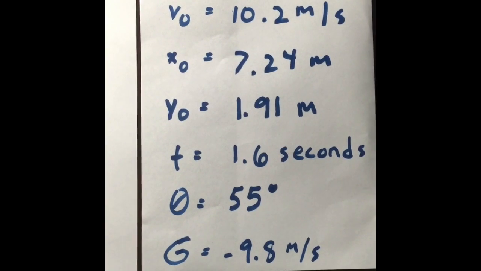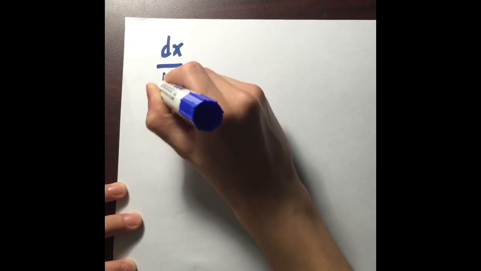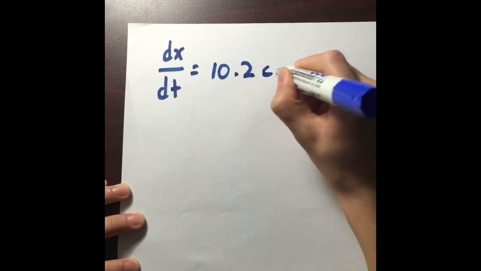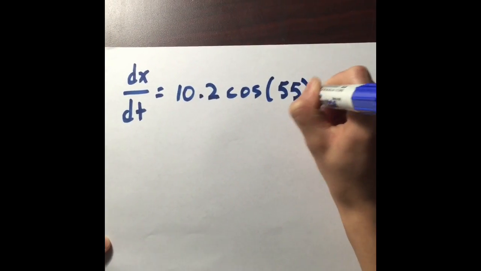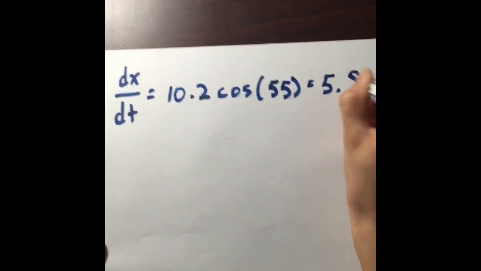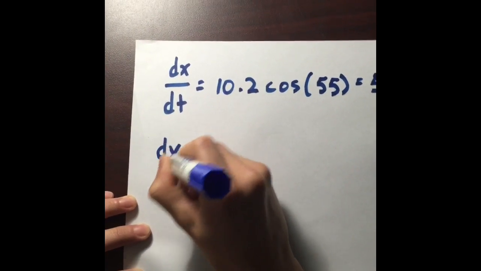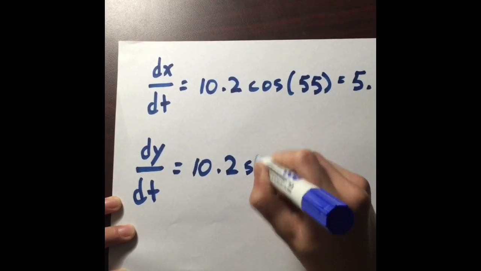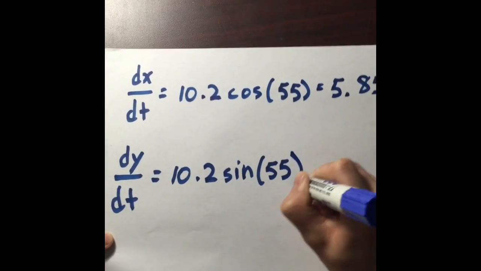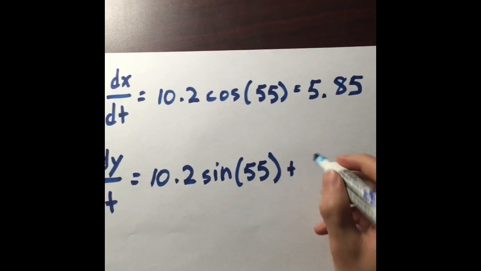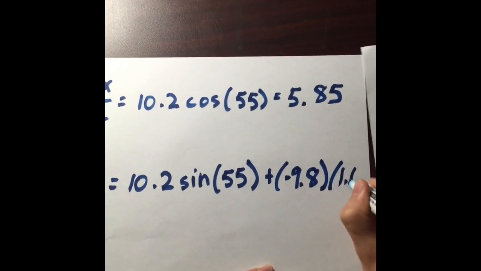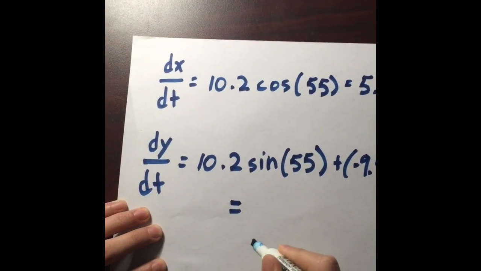Using the values we've already established, we can plug them into our derivative equations. So dx/dt would equal velocity, which is 10.2 meters per second, times cosine 55. This equals 5.85. dy/dt would equal velocity, which again is 10.2 meters per second, times sine 55, plus the acceleration of gravity, which is negative 9.8 meters per second squared, times the time it takes the ball to get to the basket, which is 1.6 seconds. This equals negative 7.32.